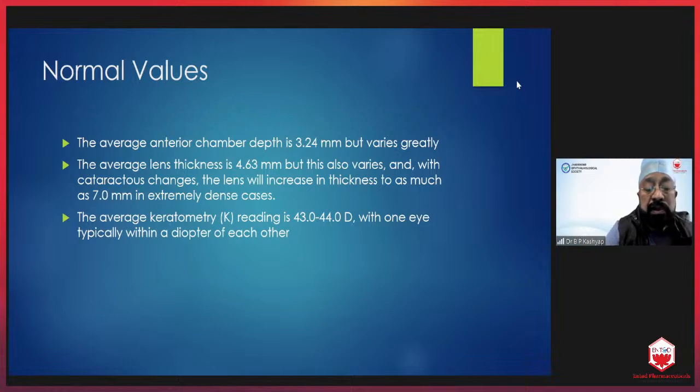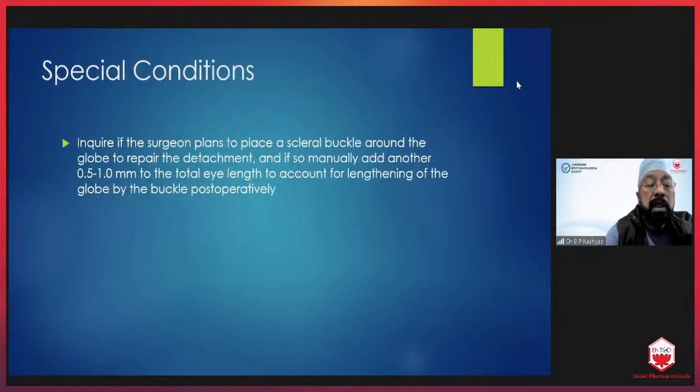If you talk about keratometry, the average reading is 43 to 44, and one eye should not be more than one diopter different from the other eye. If the patient has undergone a scleral buckle operation, you can always add 0.5 to 1 millimeter to the total eye length, and then you can calculate it. Nowadays people are going more for VR surgeries rather than scleral buckling. But in our days, when we started scleral buckling, the length of the eyeball increased. So this is how to compensate for that.